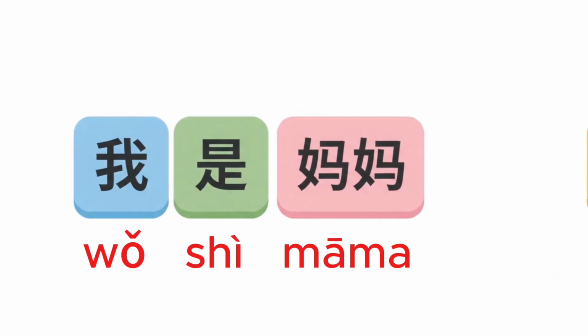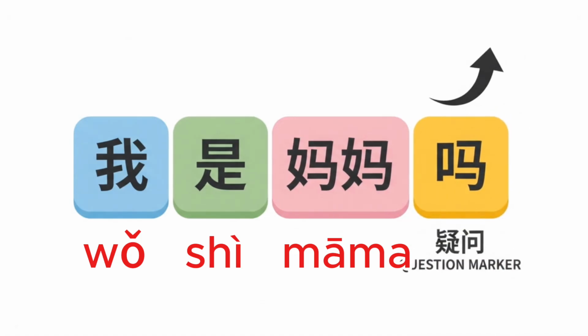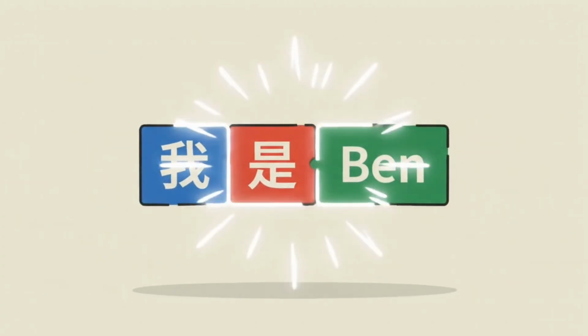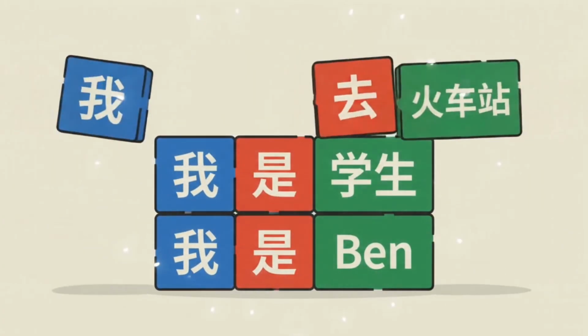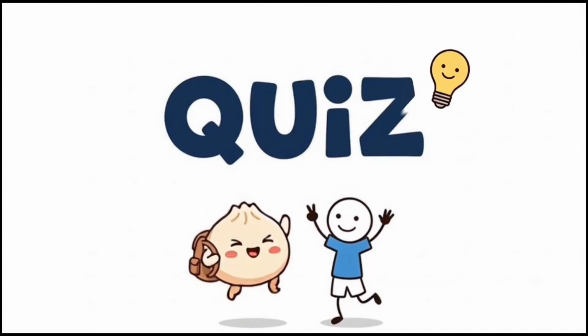Want to turn a statement into a question? Just add 吗 at the end. That's it. One word turns it into a question. Remember this formula? Every word you learned in the last five lessons can slot right into that green block. Are you ready for some fun time?